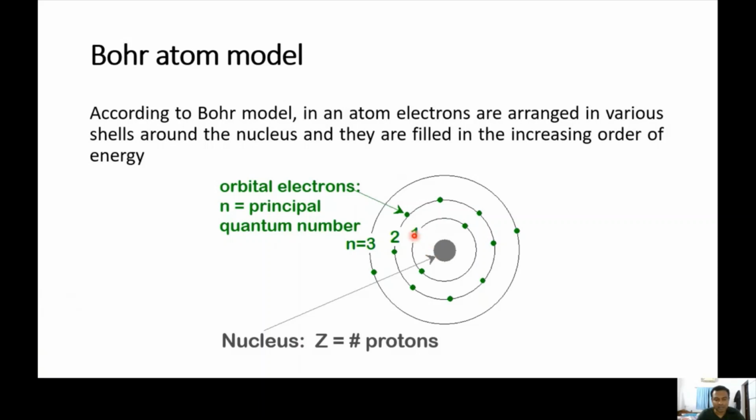We can see various shells 1, 2, 3, etc. The shells are arranged in the increasing order of energy. So the electrons will fill the lowest energy shells, then the next energy shells, and then the highest energy shells. This is the Bohr atomic model in a nutshell.